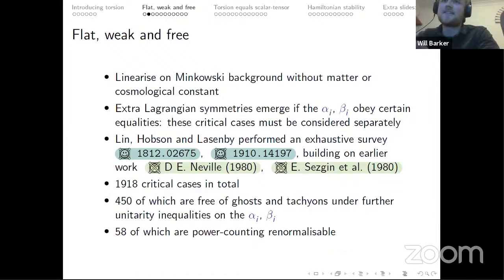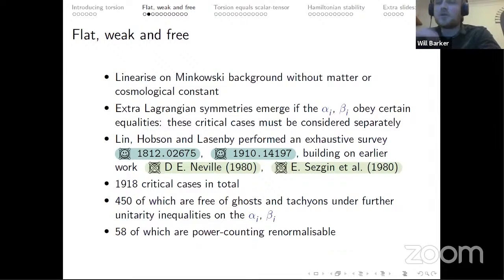So, famously, Einstein's theory is not apparently renormalizable if you just look at the powers of momentum that appear in the propagator. So an interesting question to ask when you're building a modified gravity theory is, well, is it going to be power counting renormalizable in this sense? Is it going to be apparently better than Einstein's theory on Minkowski background?